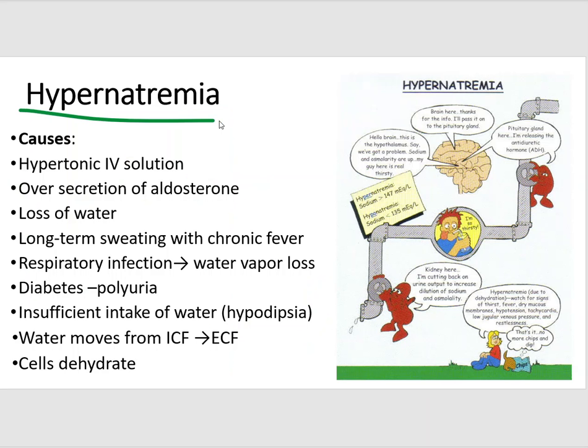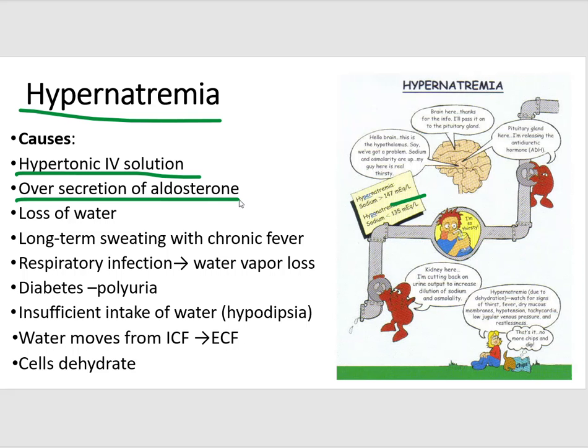Okay, hypernatremia. So if I have too much, 147, that's okay. That's a good number, Zanny. But I've got more than I need. How can I get it? If I get a hypertonic IV solution like 3% normal saline, although usually we only do that once when we're trying to correct hyponatremia, and even that is done very slowly.